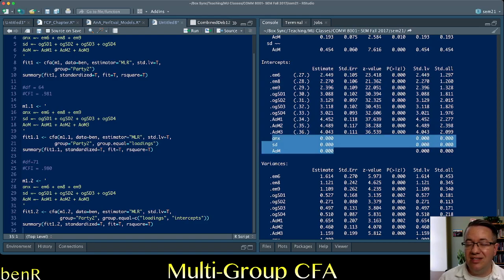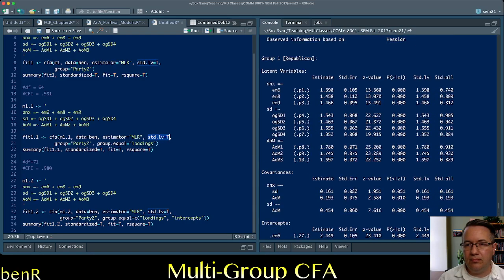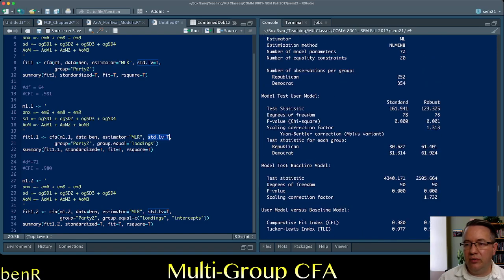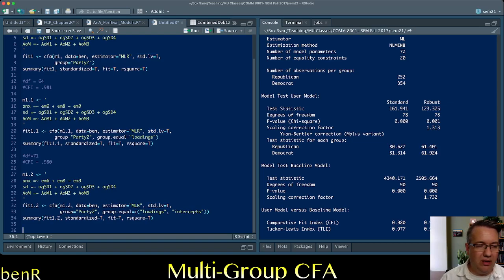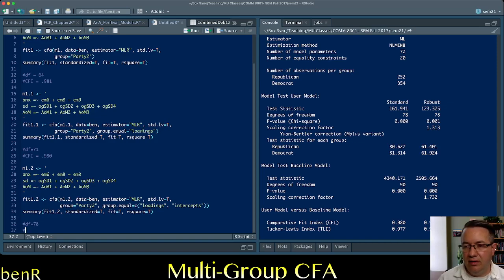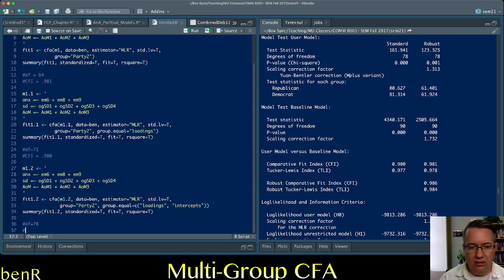And you see Republicans still have the latent intercepts fixed to zero because that's how we set the scale with the fixed factor method. Then if we go up to our degrees of freedom, just as predicted, we have 78 degrees of freedom here. So we can make a quick note of that. Degrees of freedom equals 78. And the CFI is 0.980, which happens to be the exact same CFI as our loading invariant model. So it didn't go down at all, not one bit.